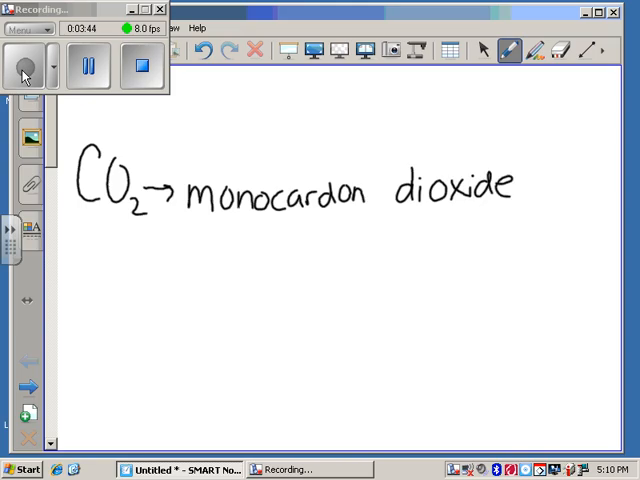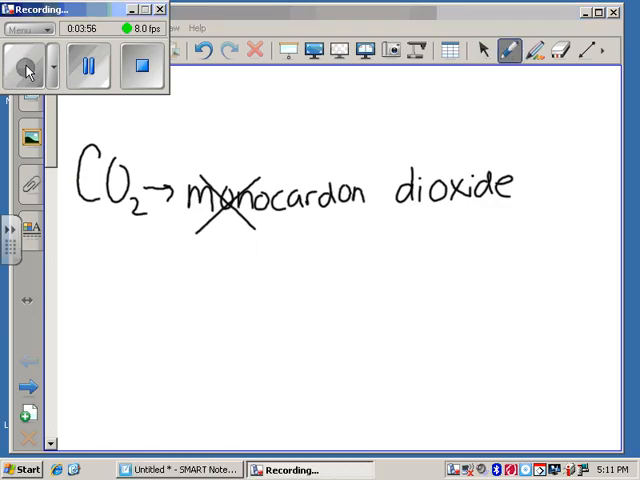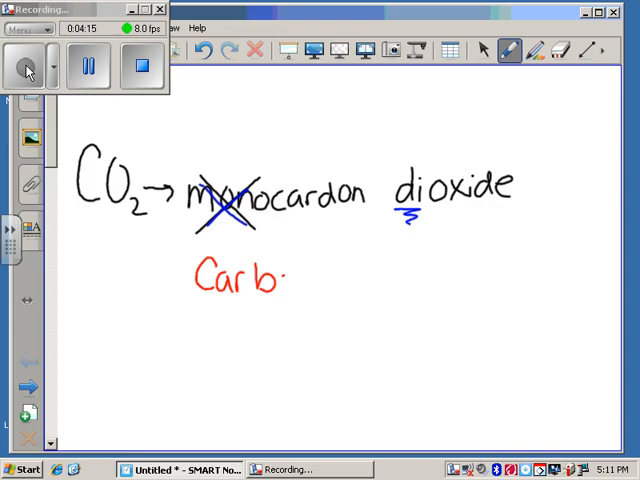As I said, there's an exception in this particular compound, and that is that this mono is not written at the front of the first element. This exception is only true for the prefix mono, including the first element. And as you can see, we still keep the di for the dioxide. We just cross off the mono for the monocarbon. And so now this becomes carbon dioxide.